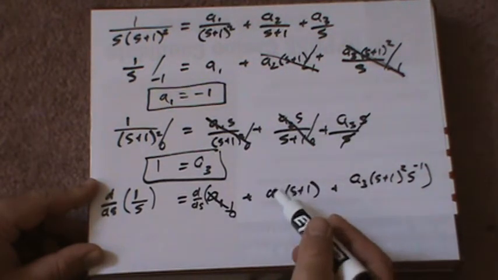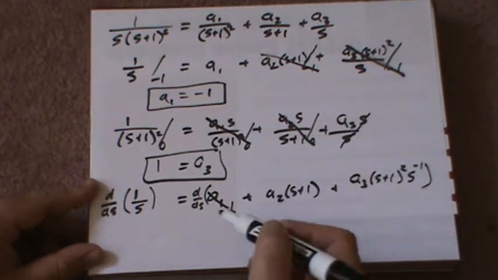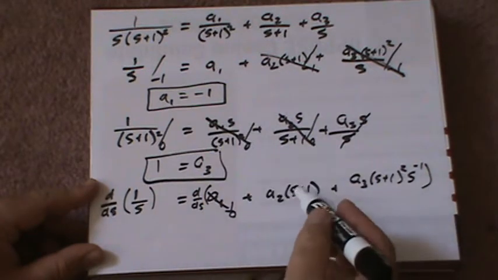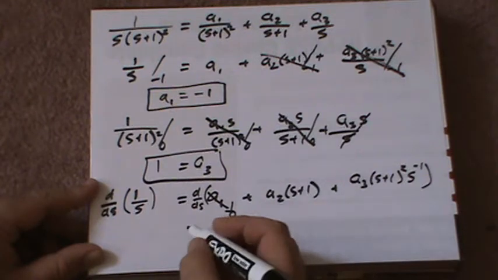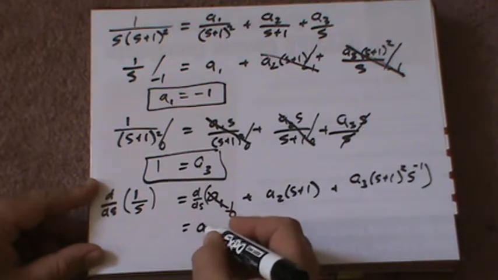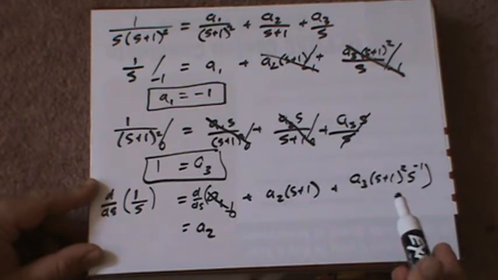When I take the derivative of this term, I've got the derivative of a constant, no worries, so I take the derivative here. The derivative of this is just 1. So it's 1 times a2. So I end up with a2 now, the first term that comes through.